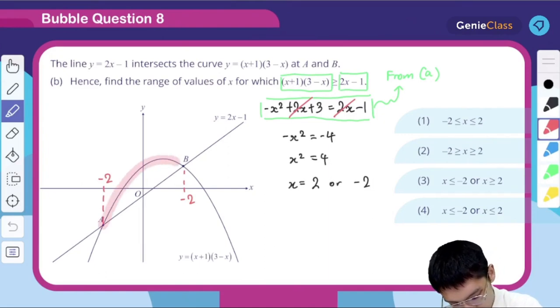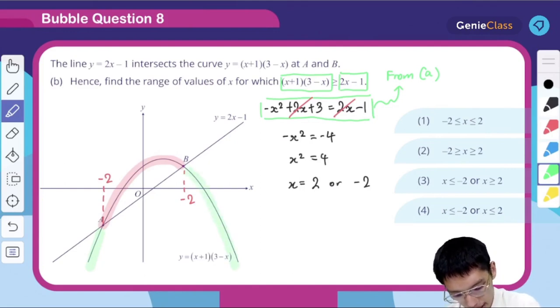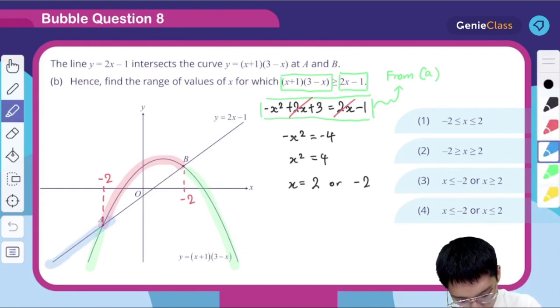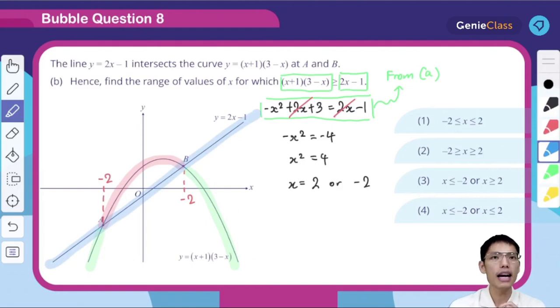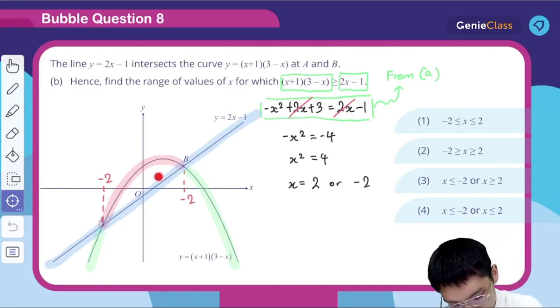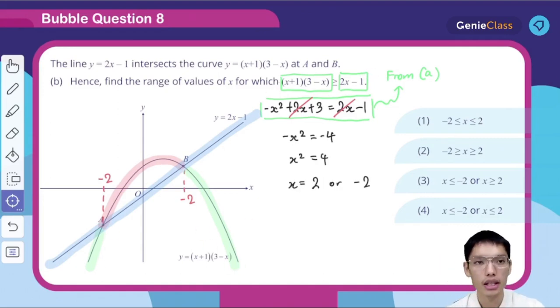Either the red one or the green part, because I'm comparing. I'm looking at whether this curve is greater than this straight line over here, where I'm looking at the blue color part. So let me identify for you. Or does anybody want to guess? Which part of the curve am I looking at in order to satisfy this inequality? Is it red, green, or blue?